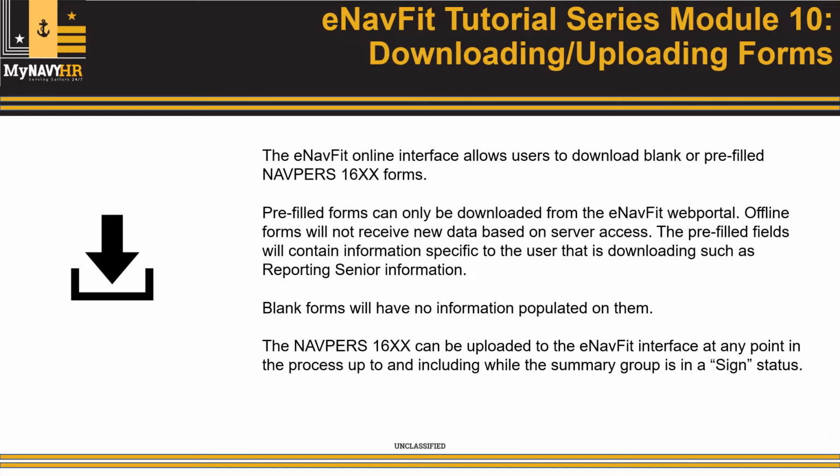From the eNavFit interface, a user can download a blank or pre-filled NavPers 16XX form. The pre-filled form will only include general information about the reporting senior and member that is provided at the time of download, such as name, pay grade, and UIC, and the blank forms will contain no populated information. The NavPers 16XX can be uploaded to the eNavFit interface at any time during creation, and the information on the form will be populated to the online interface.